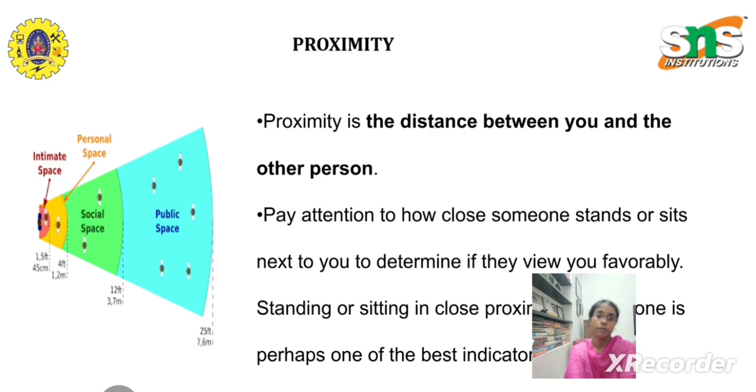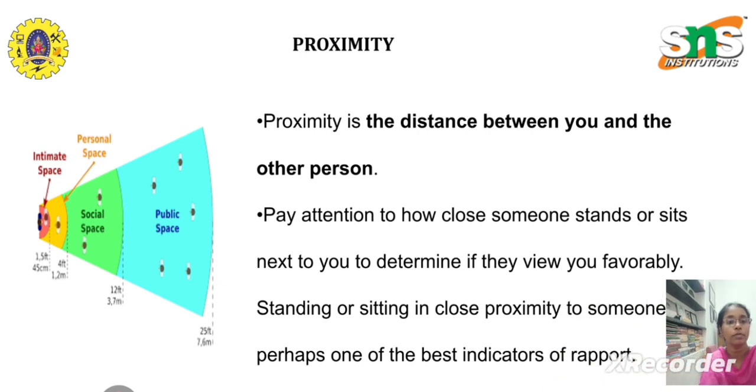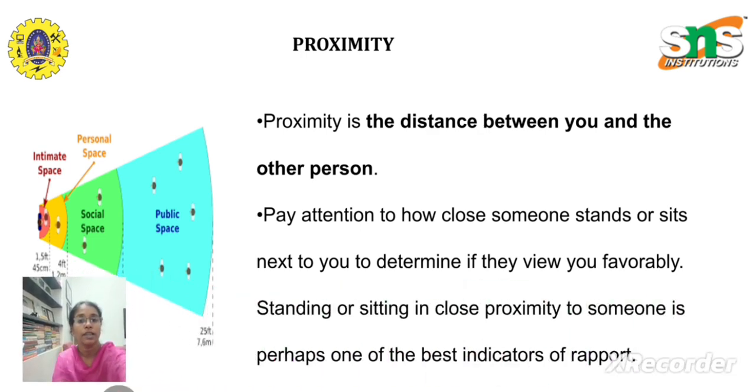Pay attention to how close someone stands or sits. Next, you are to determine if they view you favorably. Standing or sitting in close proximity to someone is perhaps one of the best indicators of rapport. There is a graph where you can see the proximity, the distance, as per the research. That is a distance map where you can see intimate space, personal space and public space.